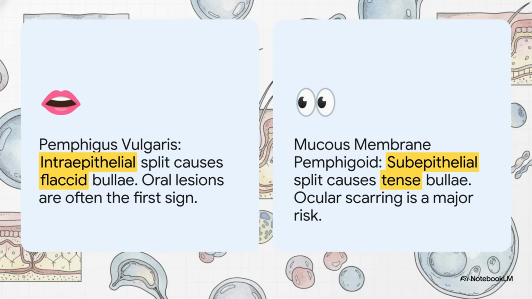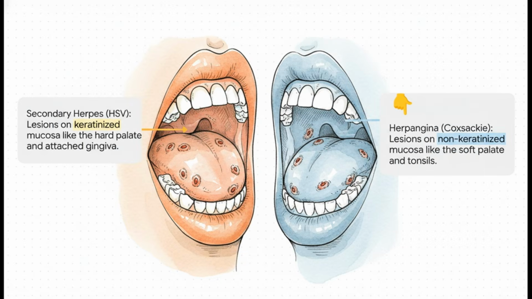Just remember, pemphigus is intraepithelial, which means flaccid bullae, and the mouth is often where it starts. Mucous membrane pemphigoid is subepithelial, giving you those tense bullae. And while the mouth is also a common spot, you have to worry about the eyes because scarring there can actually lead to blindness.